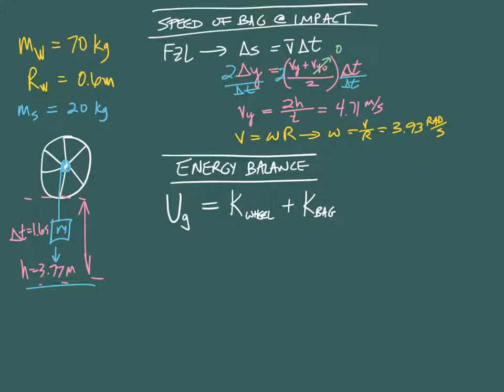Well, the gravitational potential energy is just mgh. We've done this a few times. Kinetic energy of a wheel, a rotating thing, would be 1/2 I, whatever the rotational inertia is, which we don't know yet. And then the kinetic energy of the bag would just be 1/2 the mass of the sand and this Vy squared. All right.